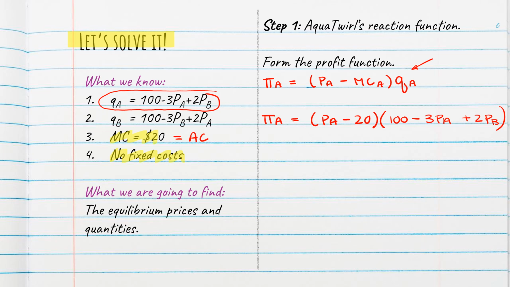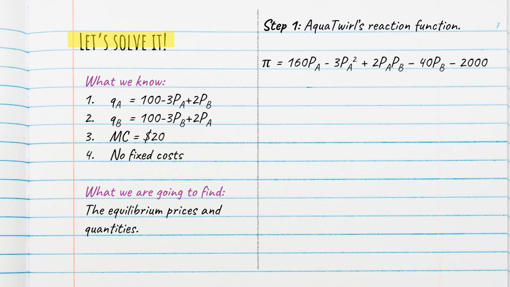I have done the work in advance. You can confirm it on your own as you watch this video. If we expand and simplify, we'll get the following: the profit for AquaTwirl is equal to 160PA minus 3PA squared plus 2PA times PB. I'm running out of space, so I'm going to jog down to the next line, minus 40PB minus 2,000. All I've done to get this is expand my parentheticals and combine like terms.